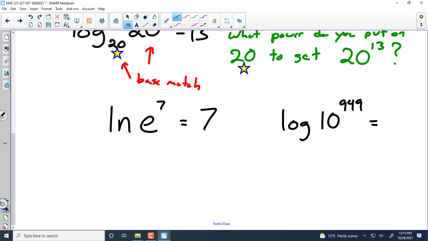What power do you put on 10 so you have 10 to the 949th power? 949.